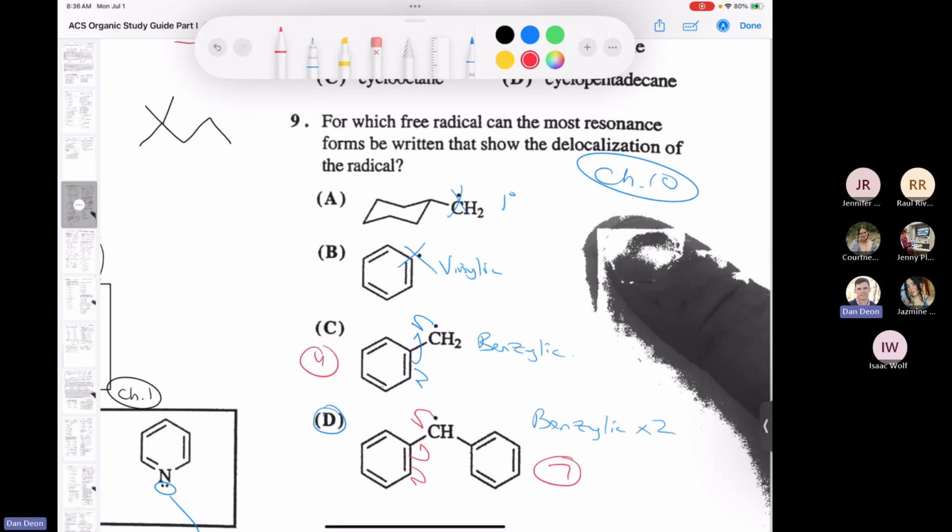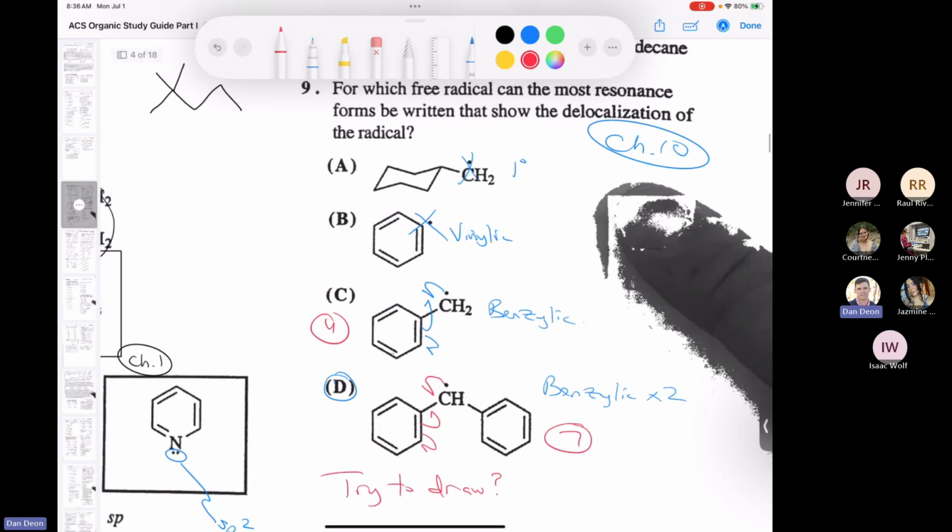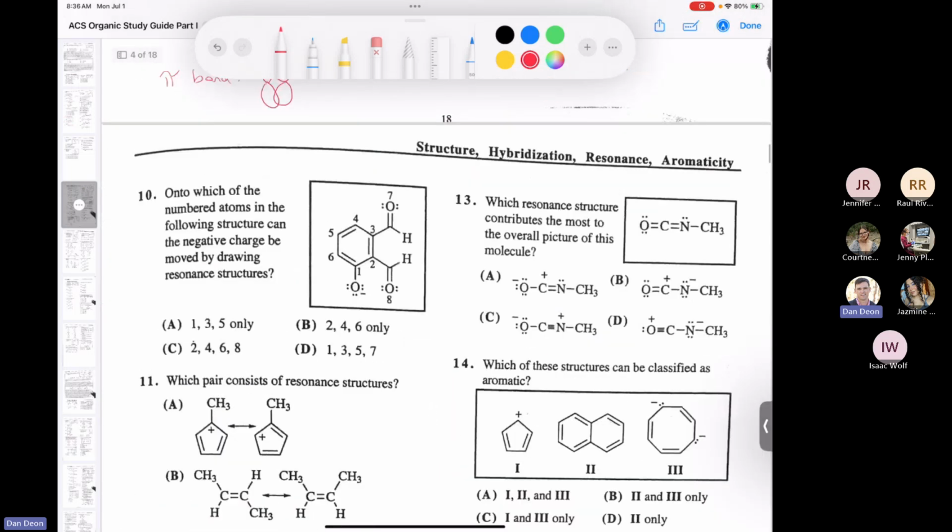Okay. Anyhow, you could try to draw these. We're not going to do it right now, but you could take some time and see if you could draw all the resonance forms for this. Okay. All right, let's move on to question number 11. Question 11.